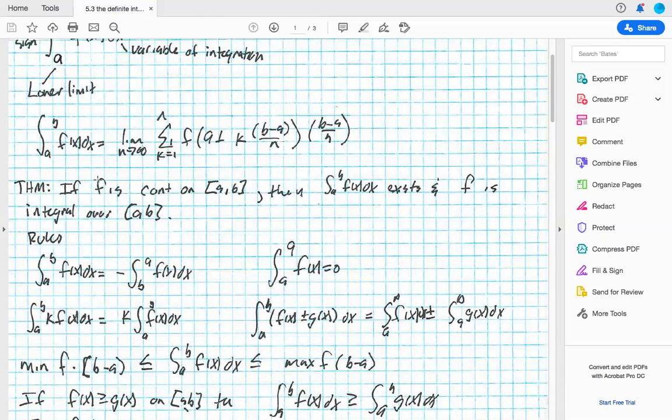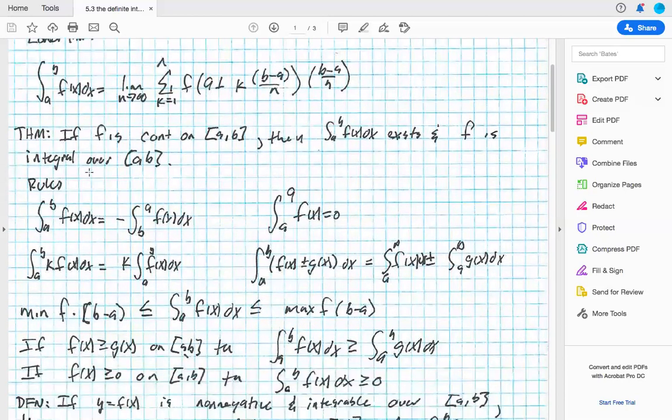So a couple rules and a couple theorems. If f is continuous on the interval a b, then the integral exists, and f is integrable over a b. So basically what we're saying is that the amount of area underneath the curve exists as long as the function is continuous on that closed interval from a to b.